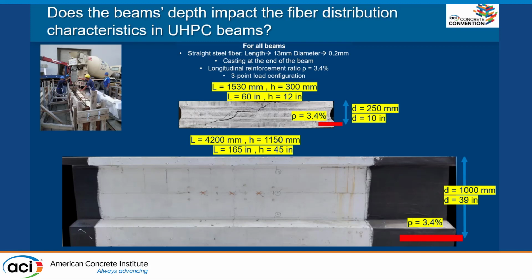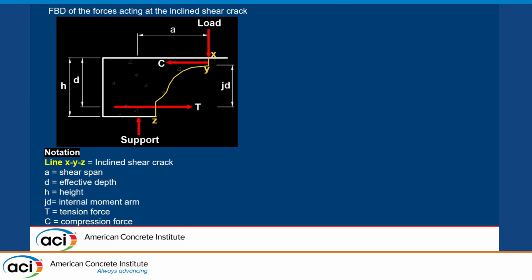So for this, we developed a series of 5 tests. We have 5 beams with a smallest effective depth of 250 millimeters. The beam with largest effective depth has 1,000 millimeters. All these beams have the same fiber reinforcement. They were all casted at the end of the beam, and they all have the same reinforcement ratio, and they all had 3-point bending for shear tests. They all had shear failure.